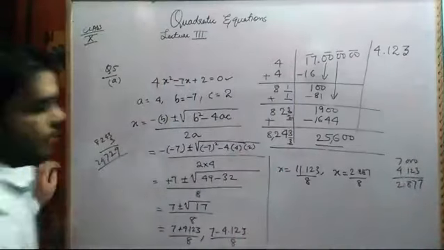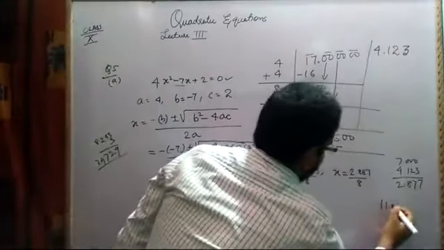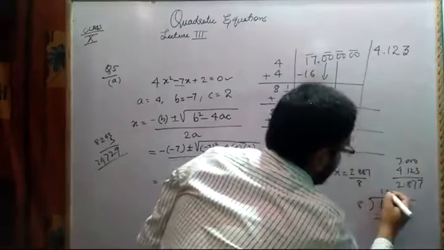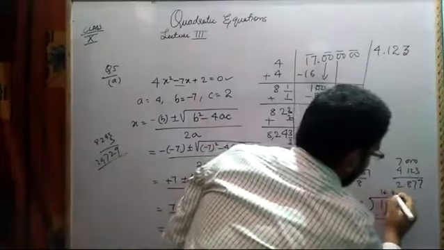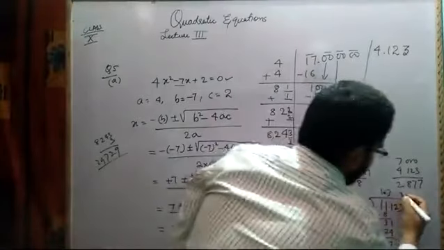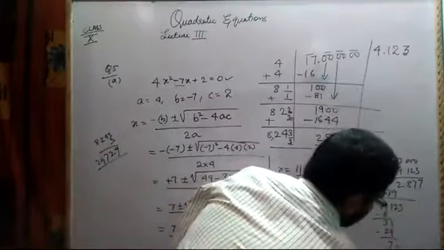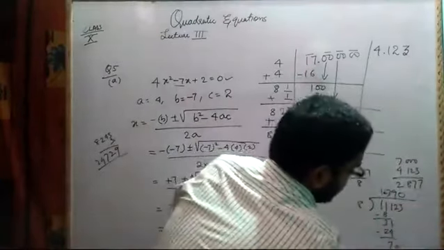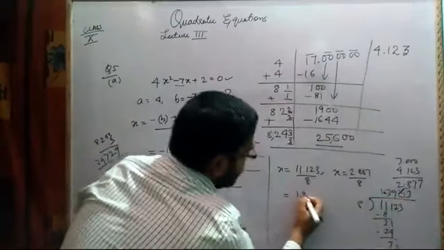Now what do we have to do? Finally we have to divide. So if you divide 11.123 by 8: 8 ones are 8, then 3, decimal, so here 1 will come. 8 3s are 24, 8 6s are 48, 8 7s are 56, 8 8s are 64, 8 9s are 72. Now we are having 3, so no need of putting a 0. 8 4s are 32, 8 3s are 24. Anyway, my answer will be 1.39.